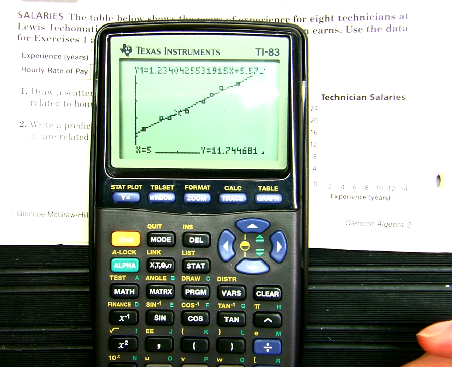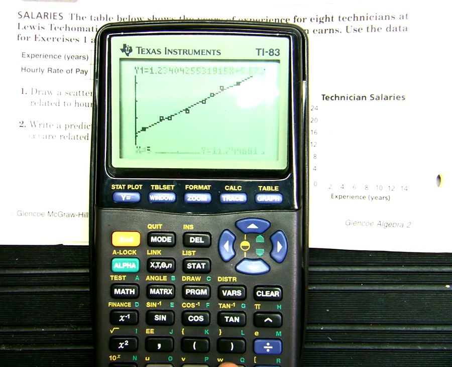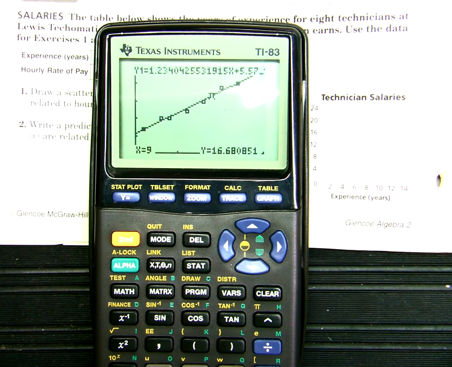What if I wanted to know what 9 years was? I can simply press 9, hit enter, and now I'm making $16. So you can see that the more years of experience I have, the more money I'm going to make.